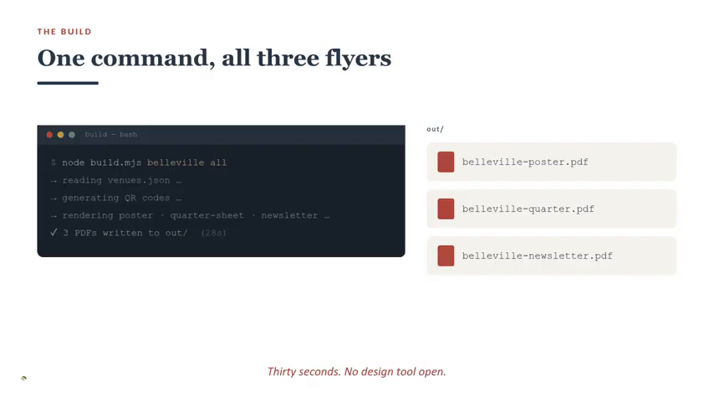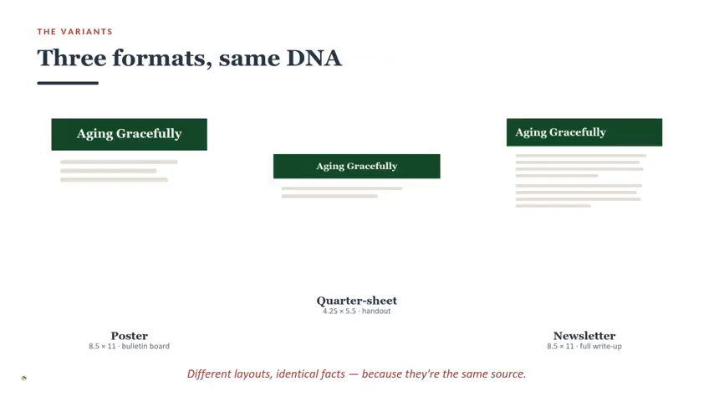To build, I run one command with the venue name. Out come 3 PDFs: a full poster, a quarter sheet handout, and a text-rich newsletter. All from one config, all with the same corrected facts, the same colors, the same logo. 30 seconds, no design tool opening.